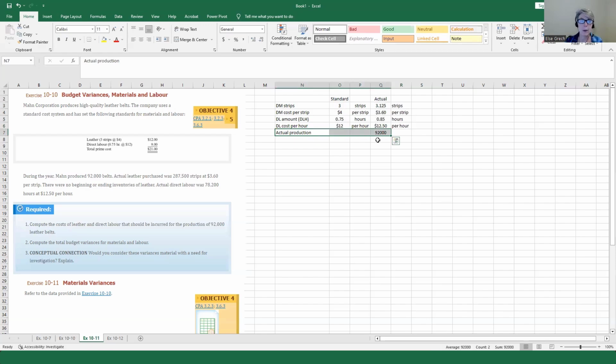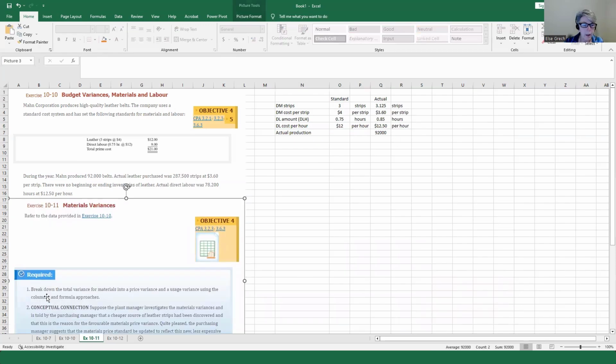Now I can calculate my variances. The question says: break down the total variance for materials into the price variance and usage variance using the column and formula approach. I'm not going to use the column and formula approach. First of all, it's really hard to memorize.